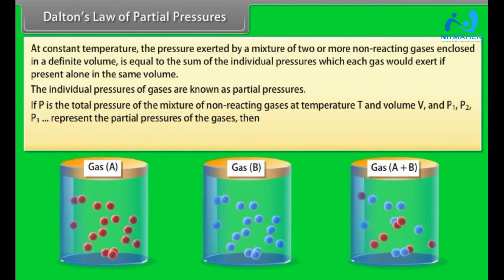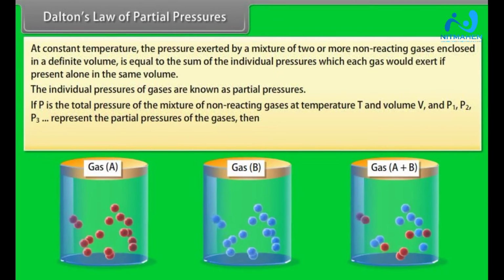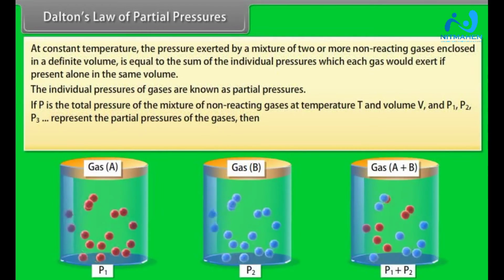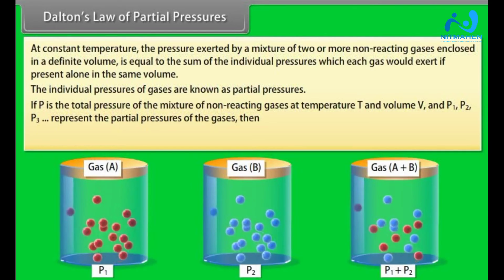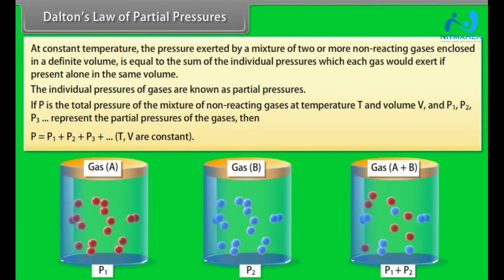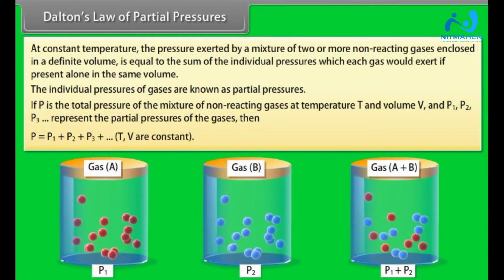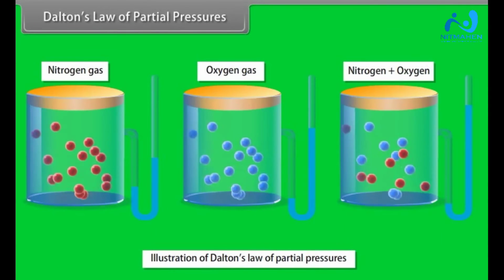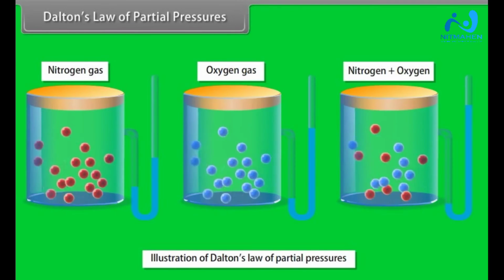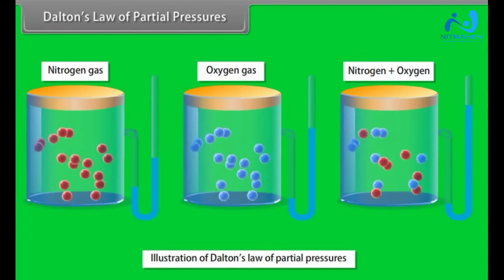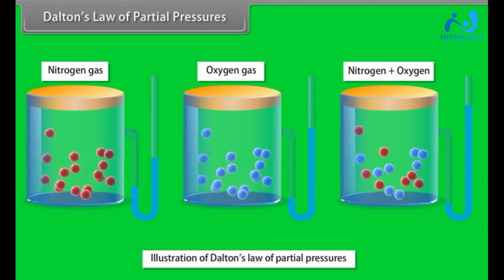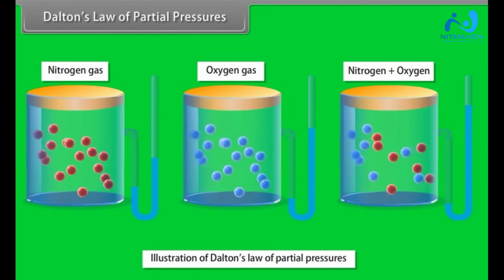If P is the total pressure of the mixture of non-reacting gases at temperature T and volume V, and P1, P2, P3 represent the partial pressures of the gases, then P is equal to P1 plus P2 plus P3 and so on, where T and V are constants. Suppose we have 3 containers of capacity 1 liter each, one containing X mole of nitrogen, the other Y mole of oxygen, and the third having a mixture of X moles of nitrogen and Y moles of oxygen. All 3 containers are kept at the same temperature.